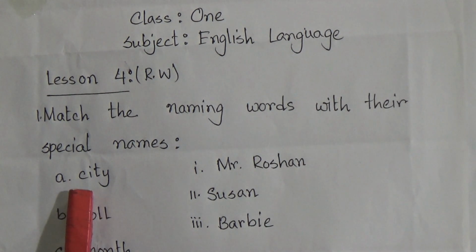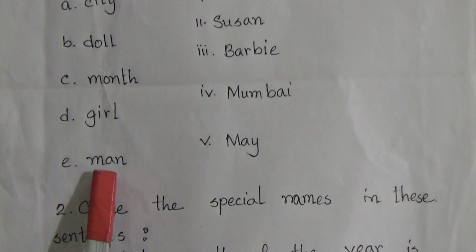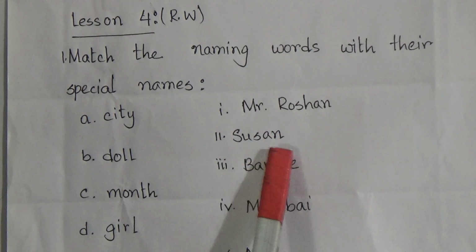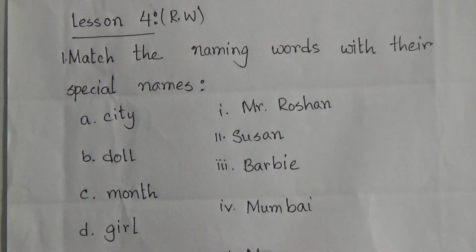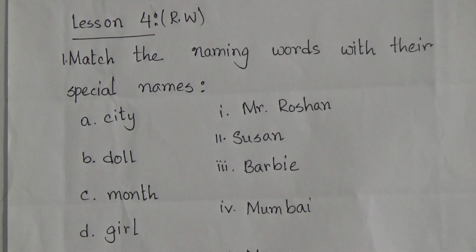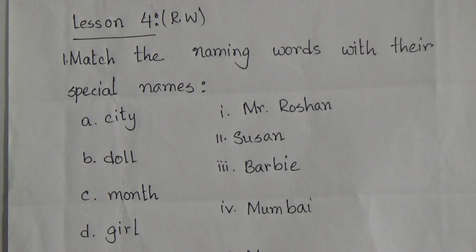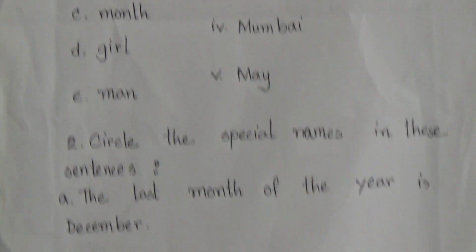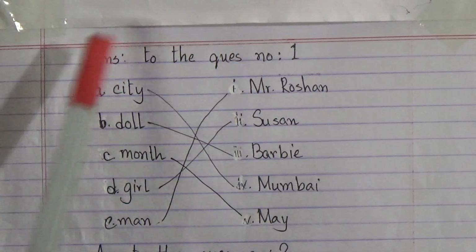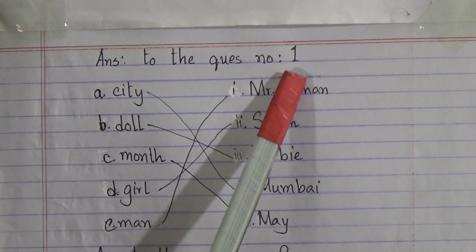Number 1: A, city; B, doll; C, month; D, girl; E, man. And the special names are given: Mr. Roshan, Sushan, Barbie, Mumbai, May. Now, how will you answer this question in your exam? You will answer like this. First, you will follow the question number. This is number 1, so you will write the answer to question number 1. In the exam, if it is number 5 or 4 or 7, you will write the answer to that question number.